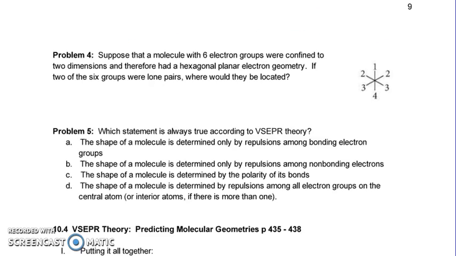So problem number 4, suppose that a molecule with 6 electron groups are confined to 2 dimensions and therefore has a hexagonal planar electron geometry. If 2 of those 6 groups are lone pairs, where would they be located? Which ones did we erase? If you said 1 and 4, you are correct. Okay, top and bottom.